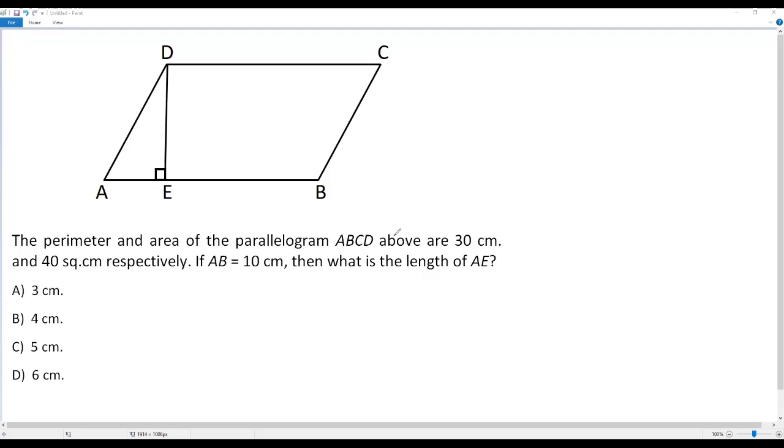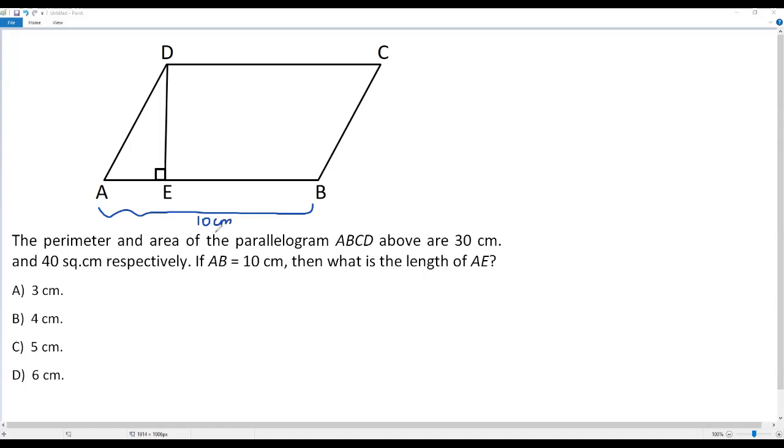Okay, the perimeter of the parallelogram ABCD above is given, that is 30 centimeter, and its area is 40 square centimeter, and the length of the line segment AB is given, that is 10 centimeter. Then we have to find the length of this line segment AE. Okay, here let me mark the given length for AB, that is 10 centimeter.